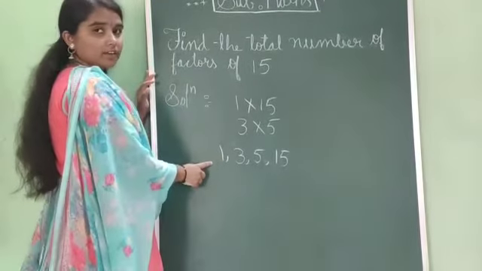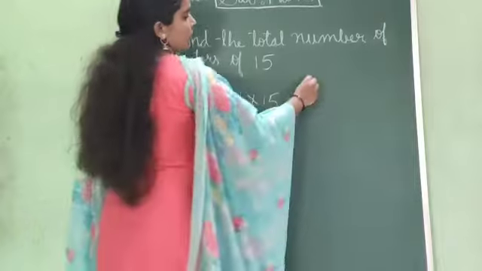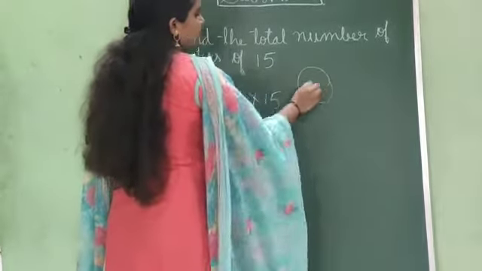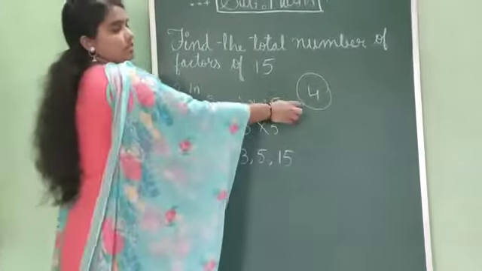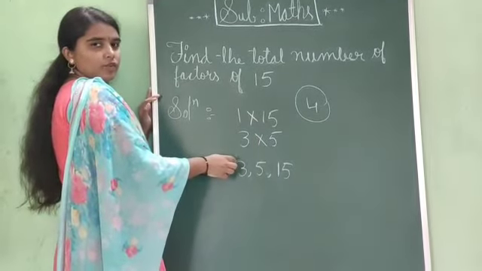Okay. But how many are there? 1, 2, 3, 4. So if they ask how many factors there are, you should write the answer as 4. No need to write all these. Okay. Clear? Shall I go for the next?